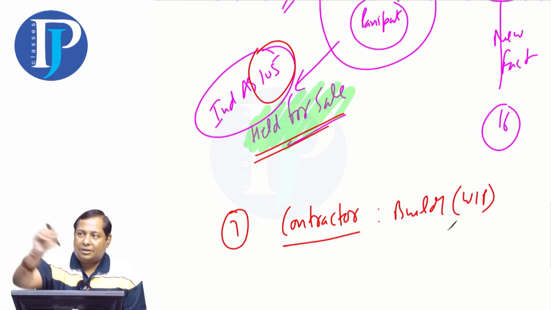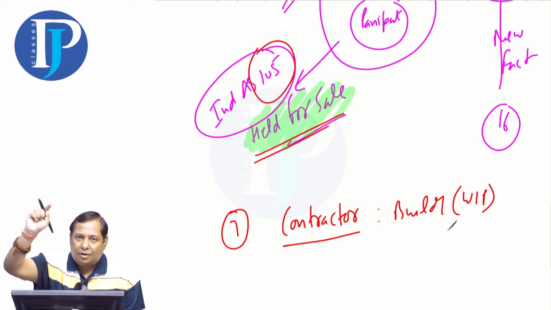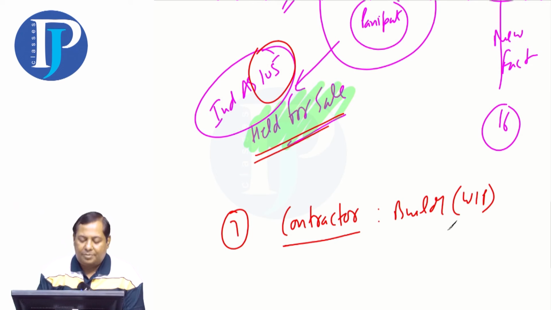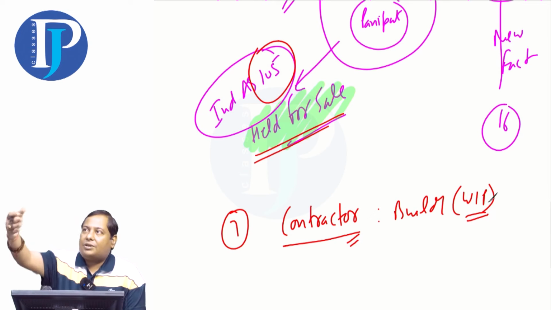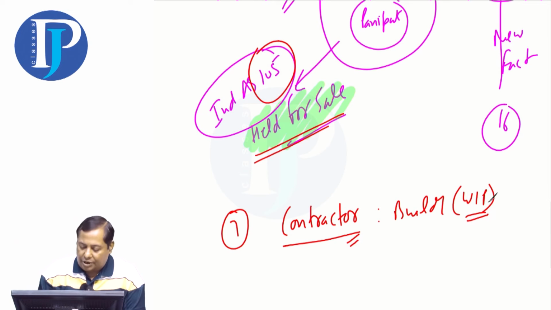A contractor doesn't work on his own; he works according to the customer. The contractor will work on the customer's land according to the customer. So if any of these contracts are in WIP, construction work in progress, then in this type of building, Ind AS 115 will apply.